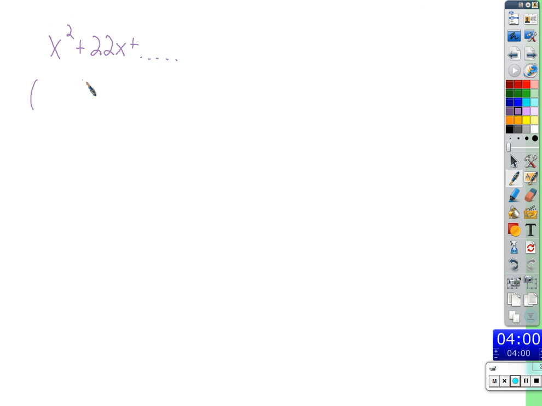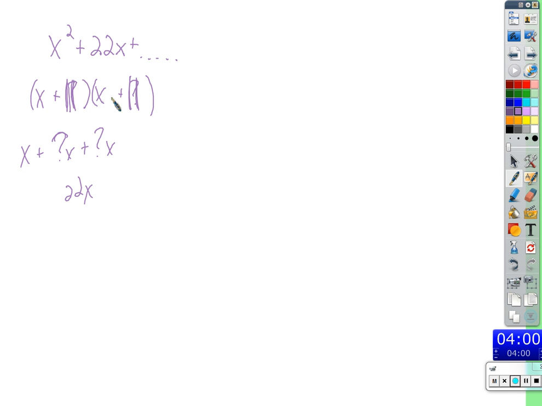Okay, so we want this to factor so that both of these factors are identical to each other. It means the same number has to go there and there. When we multiply this out, we get x plus question mark, times x plus question mark, and the x terms have to come out to 22x. So what does that number have to be? 11. It has to be half of 22. So 11 is the guy that goes right there.